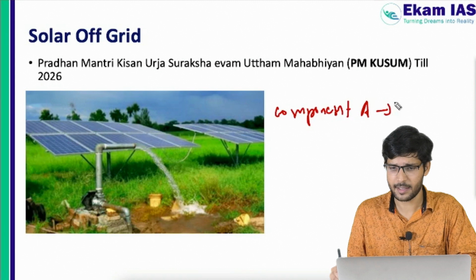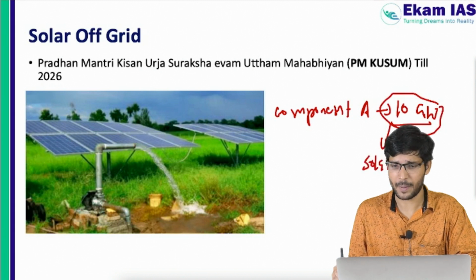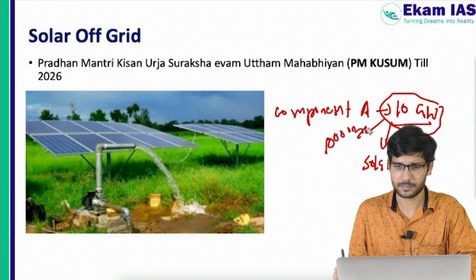That component says that the government has a plan of setting up 10 gigawatt of solar power plants in the agriculture sector. Solar plants in the agriculture sector. That is the first component. 10 gigawatt means 10,000 megawatt.